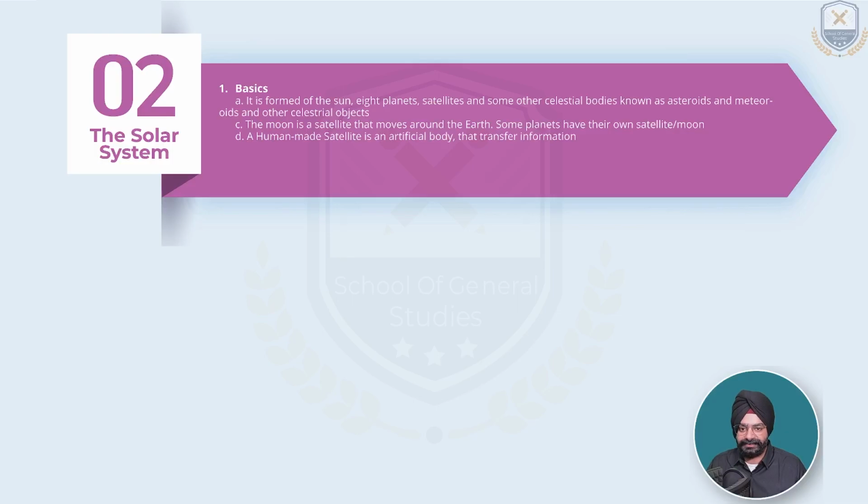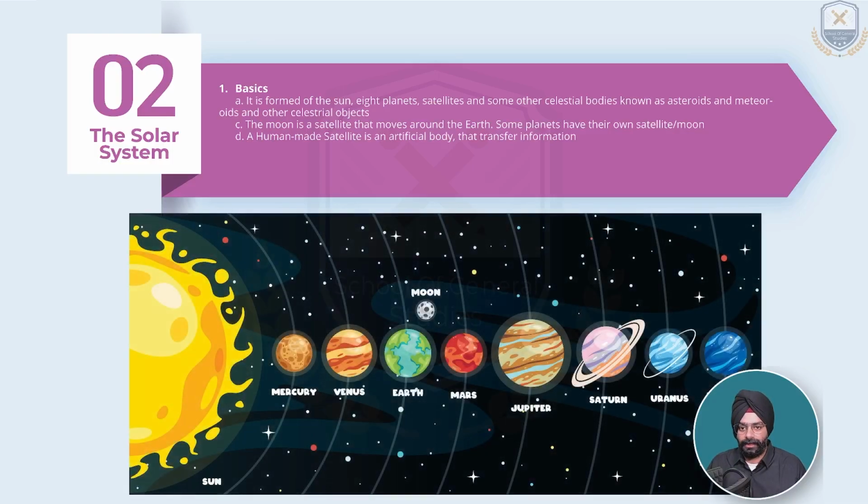The next topic is the solar system. The solar system is formed of a sun and the 8 planets, which are Mercury, Venus, Earth, Mars, Jupiter, Saturn, Uranus, Neptune, and some other celestial bodies like the asteroids and meteoroids. Don't worry about these topics, we'll be discussing them in the coming slides. As we have discussed, the moon is a natural satellite of the Earth, and similarly other planets also have their own satellites.